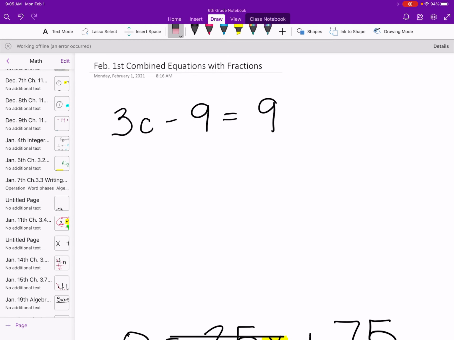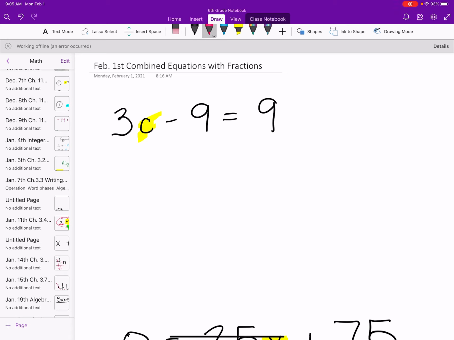So today we are going to do a little review of combined equations, but we're also going to add in fractions. So we're going to start off easy. We're going to do equations that you guys already know. So we have 3c minus 9 equals 9. We need to get c by itself.